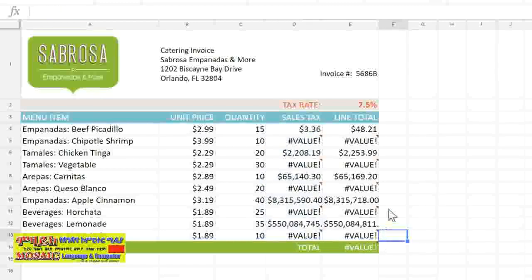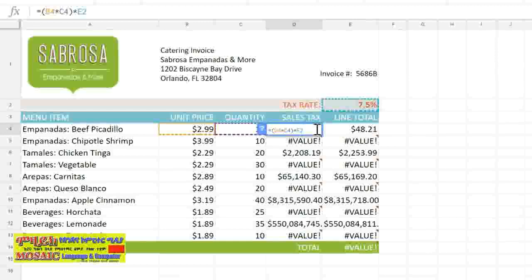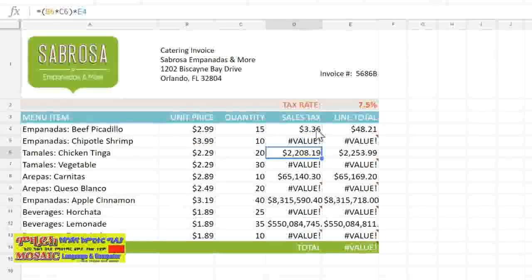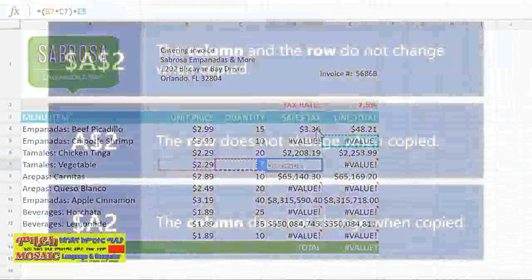Then I'll use the fill handle to copy the formula to the rest of these cells. But wait a minute, that doesn't look right. The first one's correct because it's multiplying by E2, which is our tax rate. But as we go down the list, we can see that the cell reference is moving into these cells, which isn't what we want. We want it to stay frozen on E2 for all of these formulas. And to do that, we'll need to use an absolute reference.